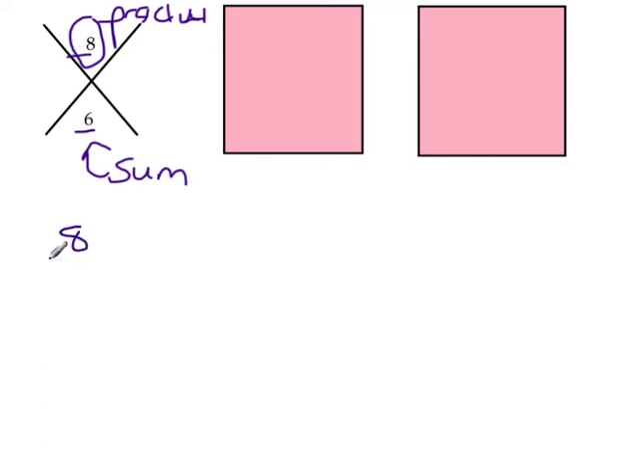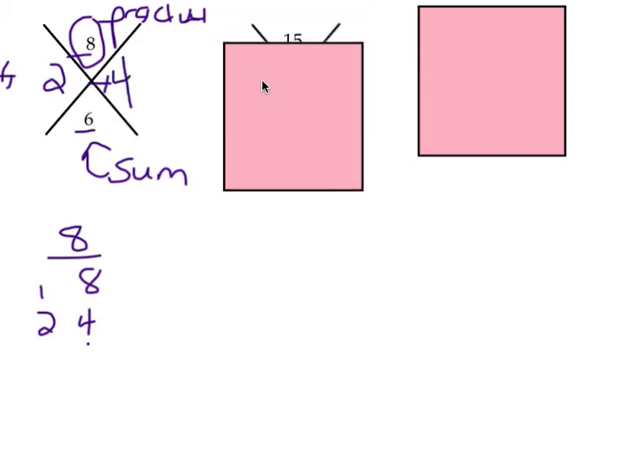Well, let's write some things that multiply to 8. Now, because our product is positive and our sum is positive, both of these have to be positive factors. 1 and 8, 2 and 4. Well, 1 plus 8 is 9, 2 plus 4 is 6. So our factors are plus 2 and plus 4. Let's take a look at the next one.